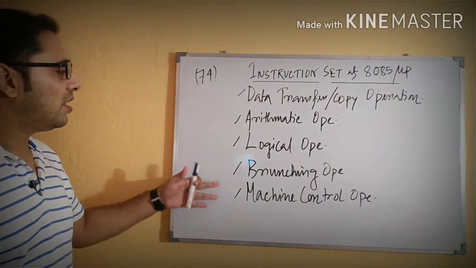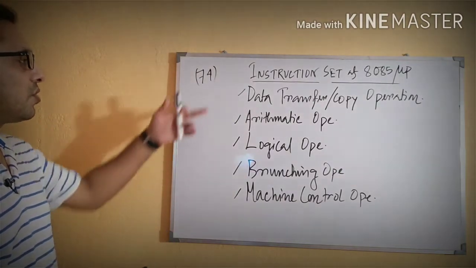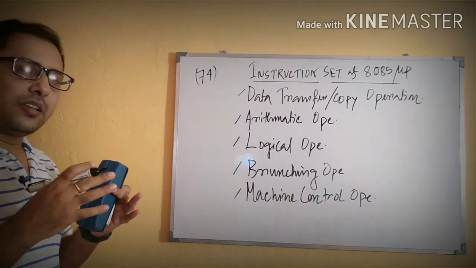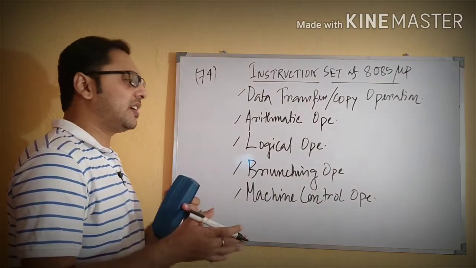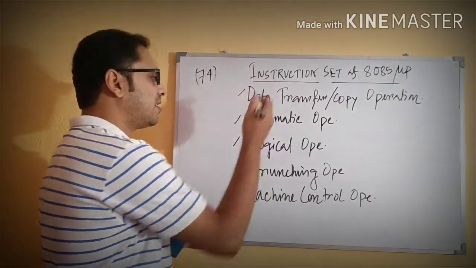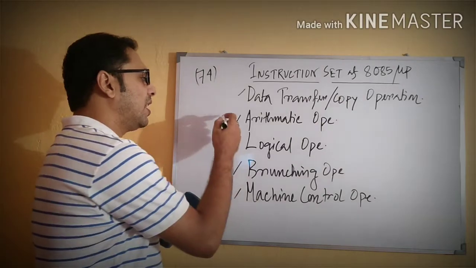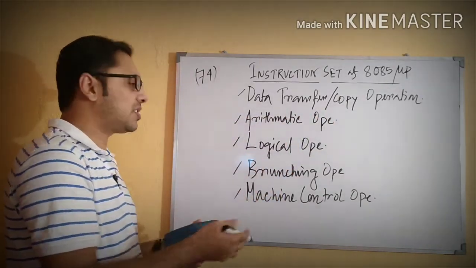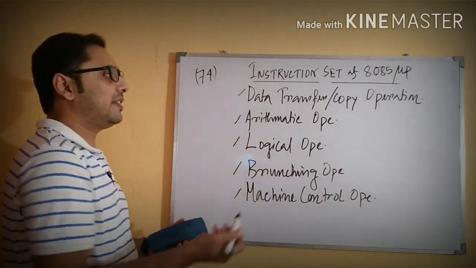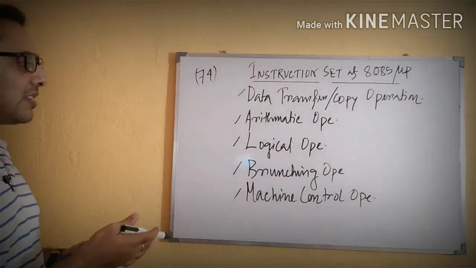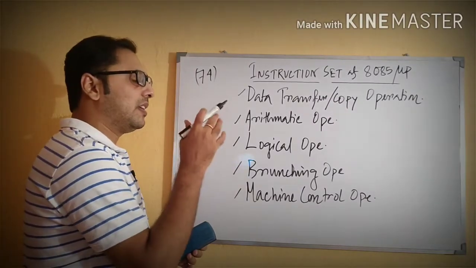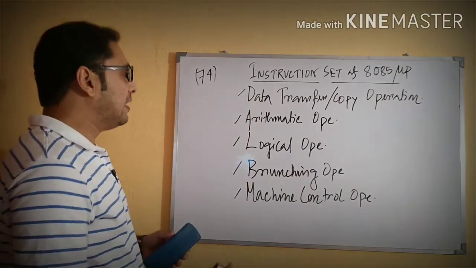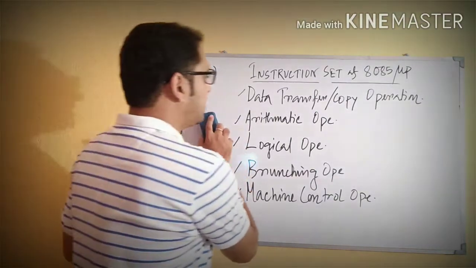So these are the 5 different types of instructions we are talking about. Each of them can be used to perform a particular type of task. In a particular program, if I need to transfer data, I should use this kind of instruction. If I need to perform an arithmetic operation, I need to use this kind of instruction. Similarly, if I need to perform logical, branching and machine control operations, I need to use these different types of instructions. So that is the classification based upon the function or operation performed by the instructions. Now start with the first one, that is data transfer operation.